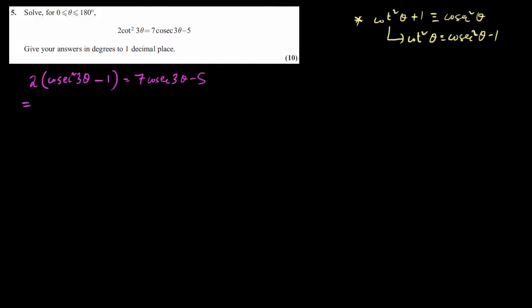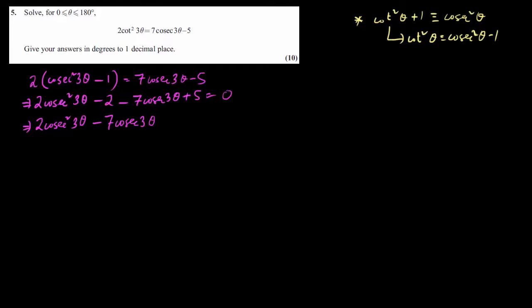Now let's simplify this. This is going to be 2 cosec squared 3 theta minus 2. Let's bring these to the other side: minus 7 cosec 3 theta plus 5 equals 0. Now we can write 2 cosec squared 3 theta minus 7 cosec 3 theta, 5 minus 2 is 3, so this is plus 3. It's always a good idea to use a substitution. So let cosec 3 theta be a. So we can write 2a squared minus 7a plus 3 equals 0.